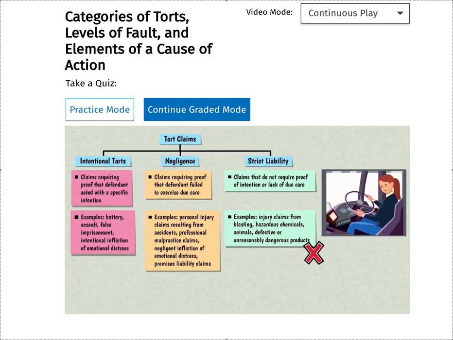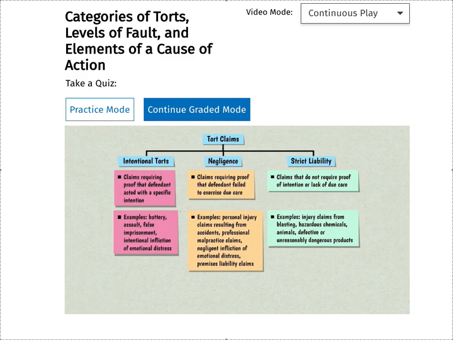In the case of Charlene and Ben, strict liability would not apply because driving a bus, even in a dangerous way, does not fit the legal definition of an abnormally dangerous or ultra-hazardous activity. Intentional torts and negligence are sometimes referred to as fault-based torts. Strict liability is sometimes called liability without fault because no proof of tortious intent or breach of duty is required.